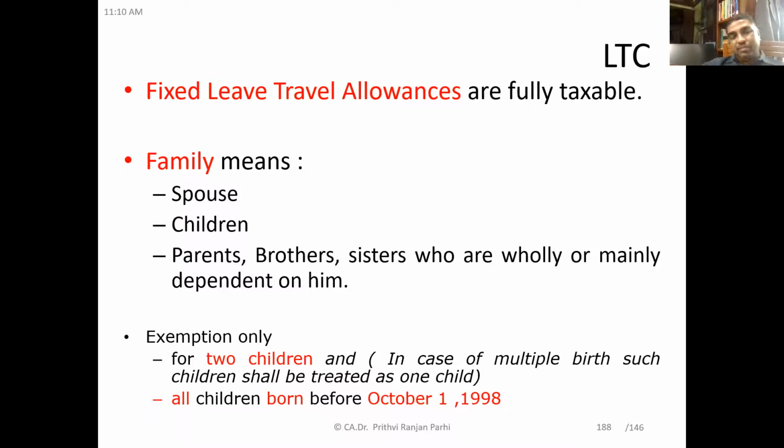An exemption can be given for 2 children. And in case of multiple births, all such children shall be considered as one child. So maximum for 2 children, and it is allowed for all the children born before 1/4/1998. But if children are born after 1/4/1998, then a maximum of 2 children can be included in the family. If they are born before that, then all the children will be taken and can avail the benefit of LTC.